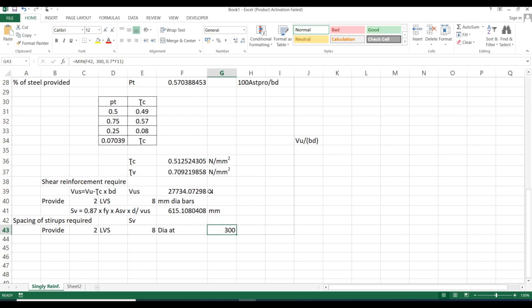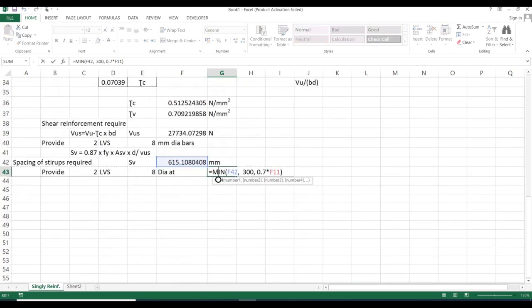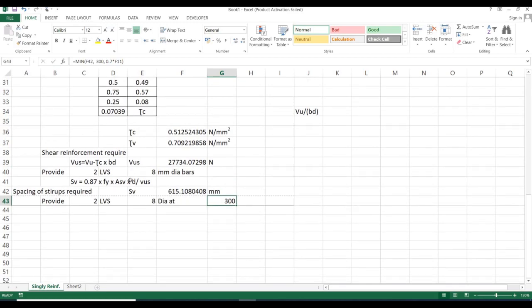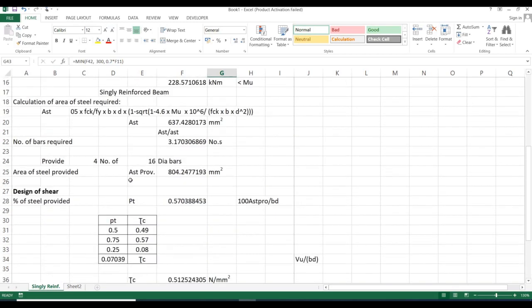As per the rule, it should be the minimum of 300 or 0.75 of d, or whatever the value it is. Since it is more than this, it will be 300. So this is how we can calculate the minimum spacing and the stirrups required for the shear reinforcement.